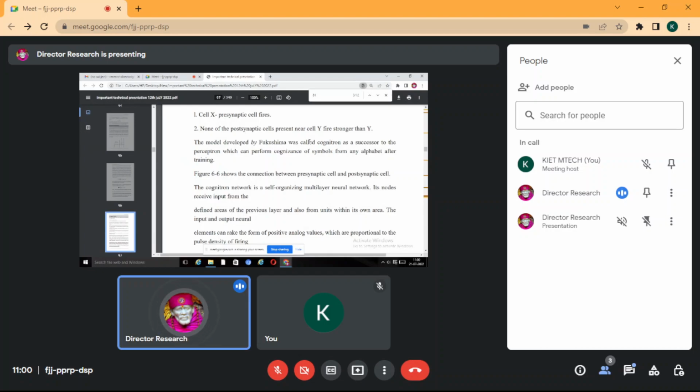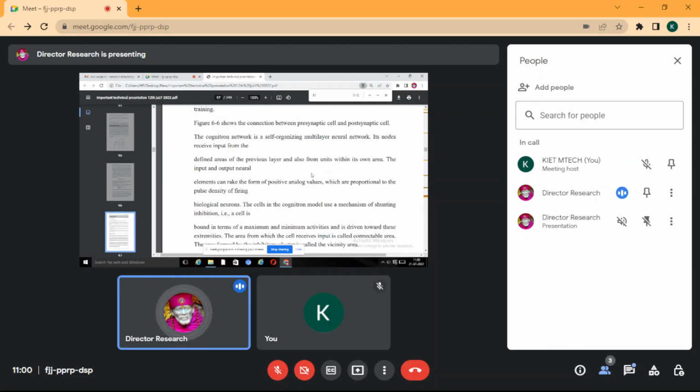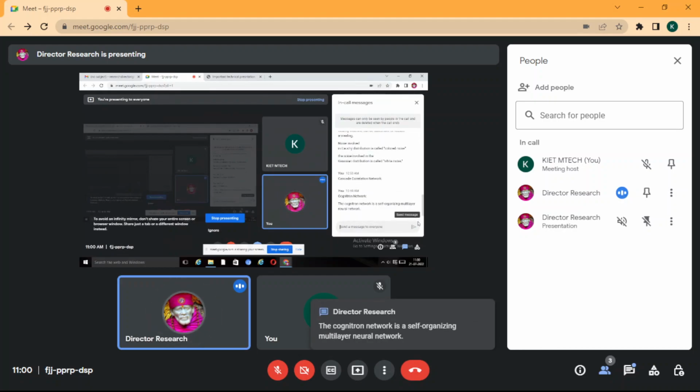The model developed by Fukushima was called the Neocognitron. The neocognitron is a self-organizing multi-layer neural network. You should learn up to this. Remaining steps I will continue in the next presentation. I want to stop here. Just understand up to this. Thank you for all your cooperation.